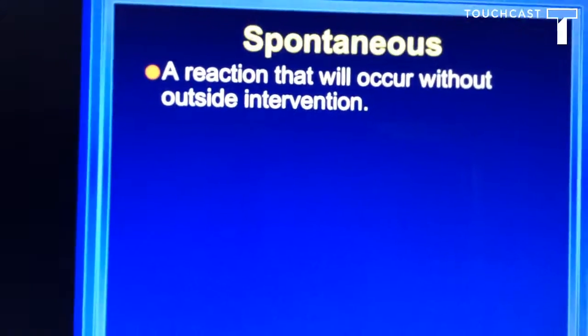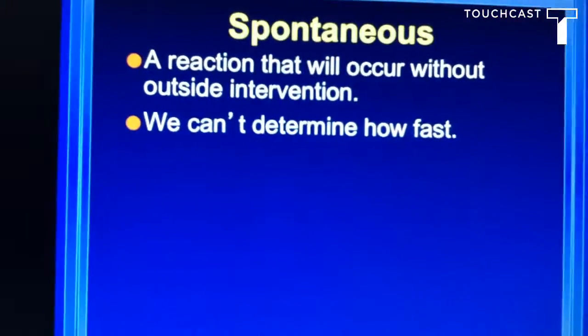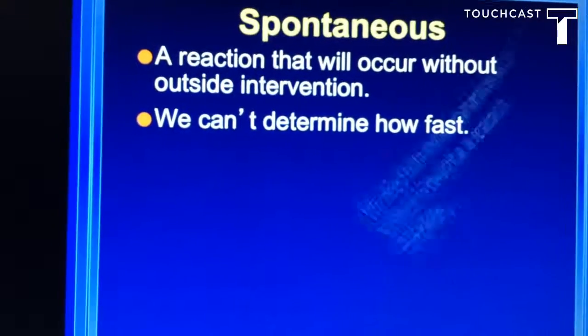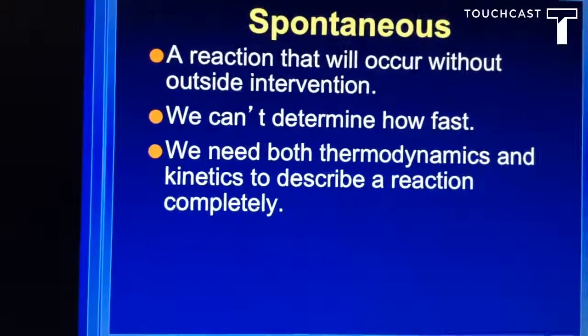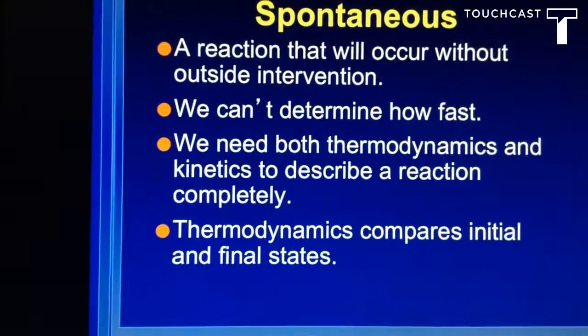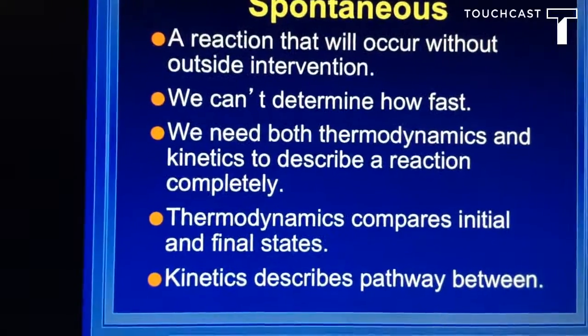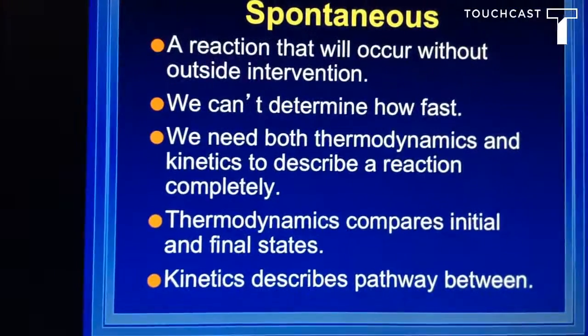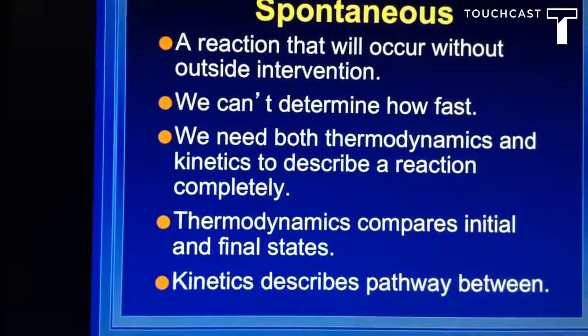That's when a reaction is going to occur without outside intervention. We cannot determine how fast, or the rate of the reaction, but we need both thermodynamics and kinetics to describe it completely. So thermodynamics compares the initial and final states, state function. Kinetics is going to describe the pathway of how I get from A to B, or maybe I go from A to C to B.